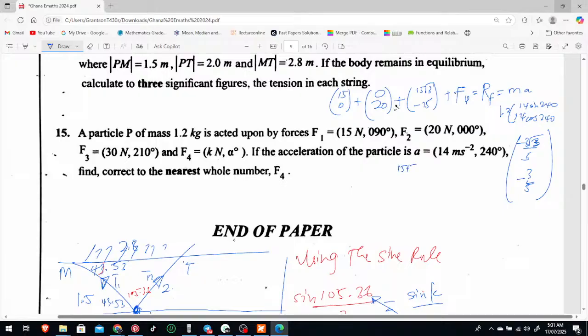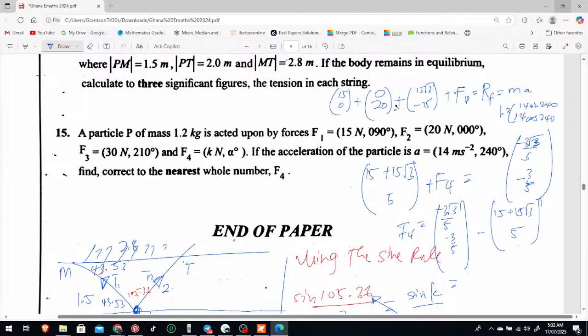No, maintain the surds. I don't like approximating in this thing. If I say this mass, you'll be tempted to approximate your answer. So 15 plus 15 root 3. Then 20 minus 15 is what? 5. So this plus F4 equals this. So F4 is going to be what? Negative 3 root 3 over 5, minus 15 plus 15 root 3 and 5.